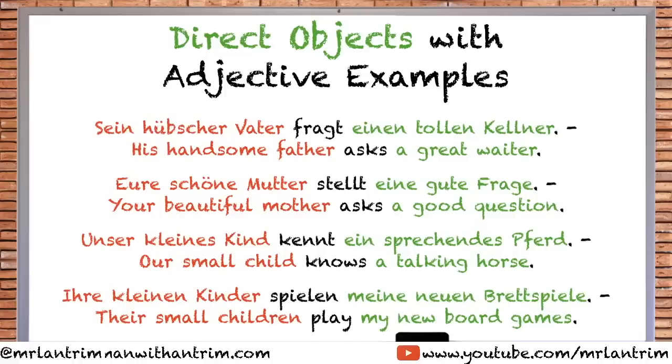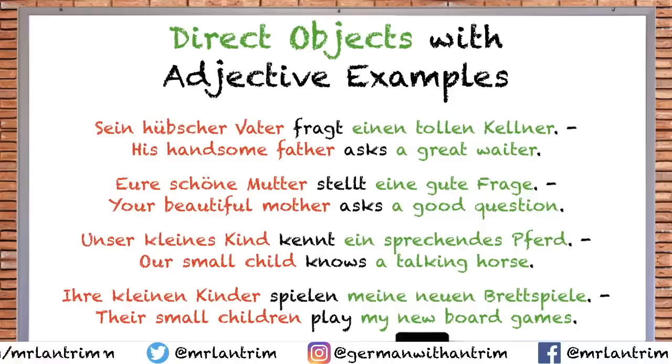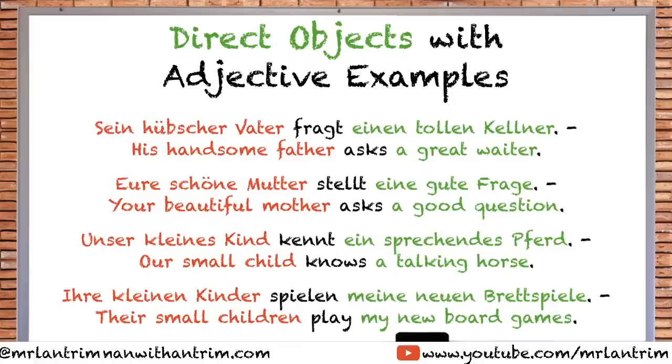These are both in the nominative case because they're the one asking something. Eine gute Frage does a similar thing. We have an E at the end of eine because it's a feminine noun, Frage. And then we have another E at the end of gute, which just carries the gender over to the next thing.